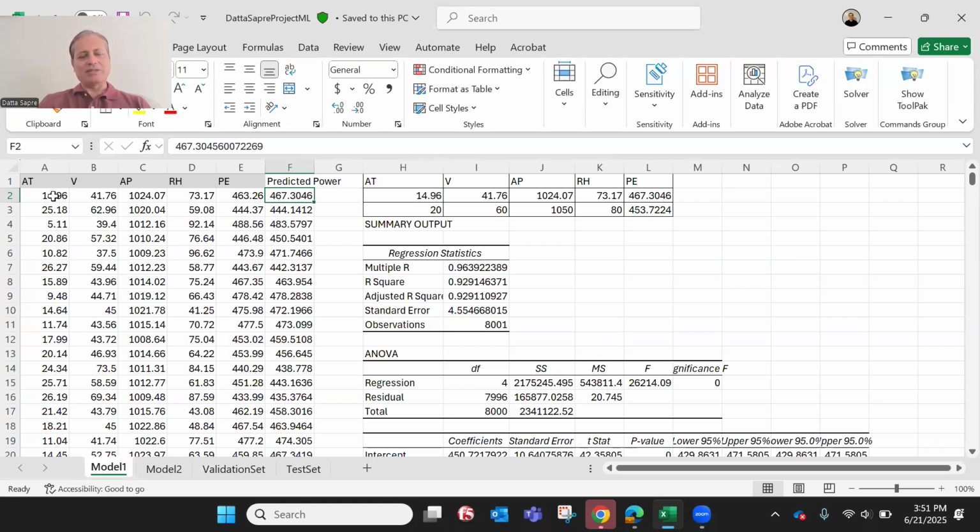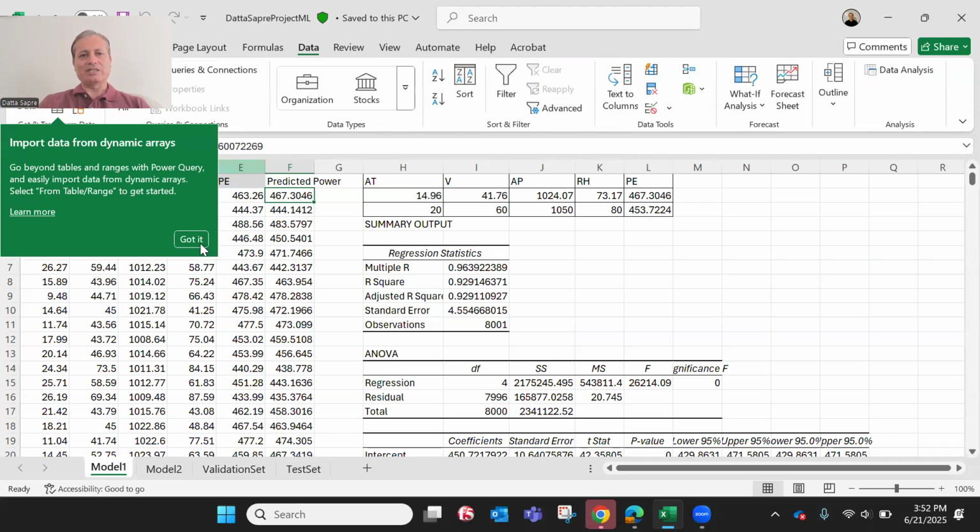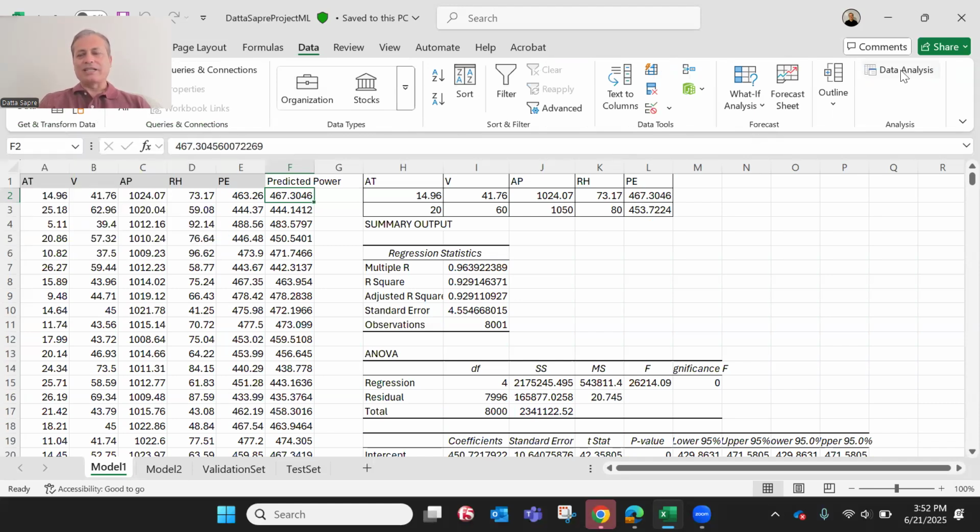So what are our parameters or features? What are the environmental variables that contribute to this power generation? Ambient temperature, vacuum, ambient pressure, relative humidity. These are the four parameters that I have taken into the multiple regression analysis, and you can see that I added the add-in for data analysis, and then ran the regression models for this.